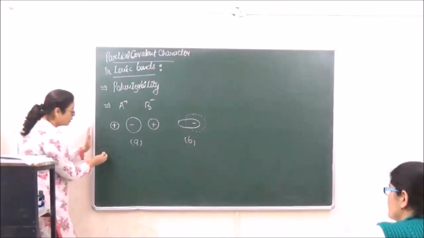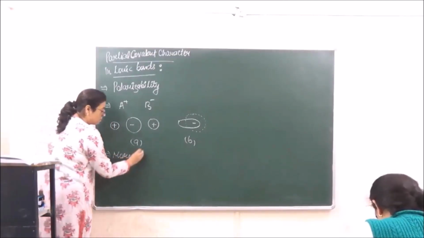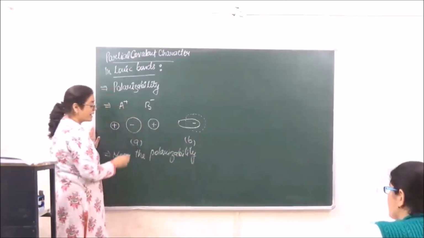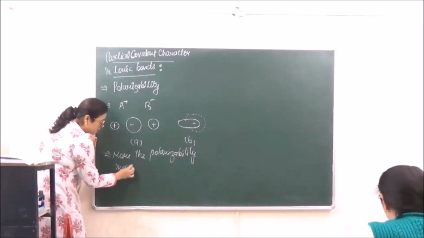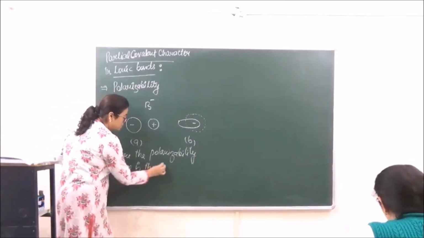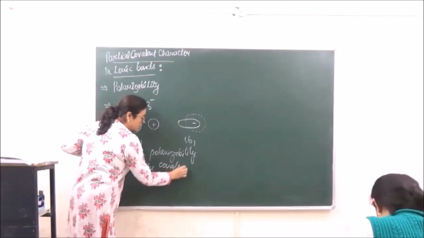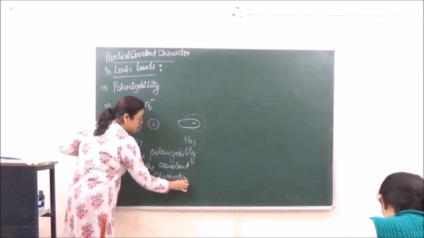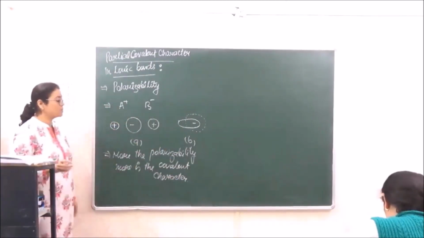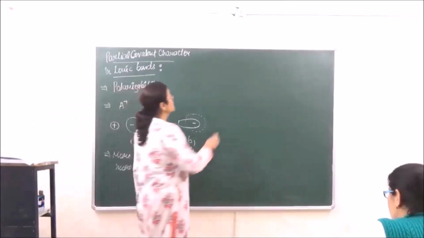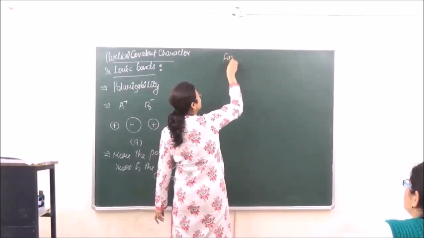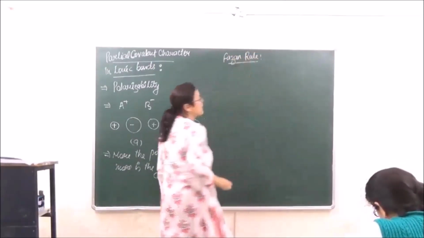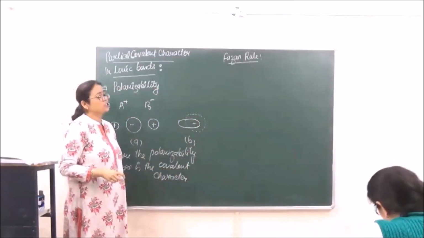So we say more the polarizability, more is the covalent character. More the polarizability, more is going to be the covalent character. So this set of polarizability or covalent character is explained on the basis of Fajan rules.